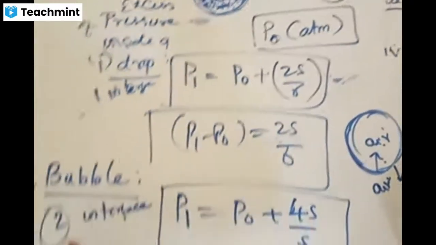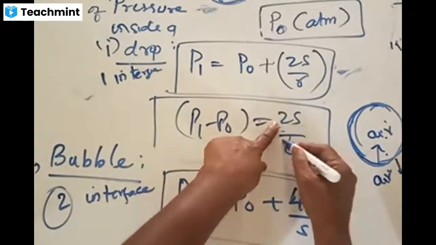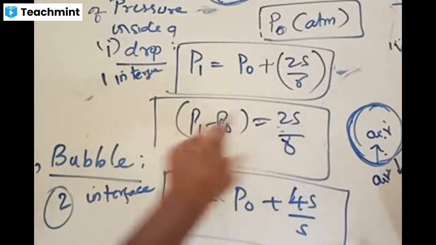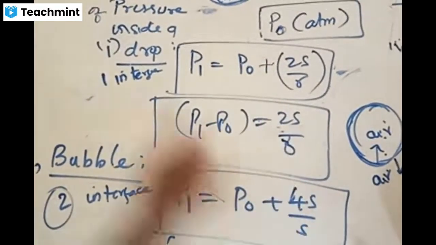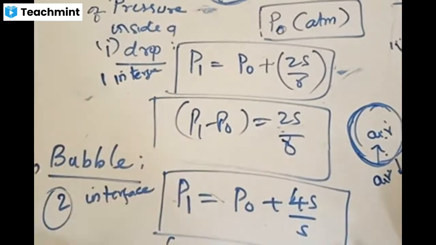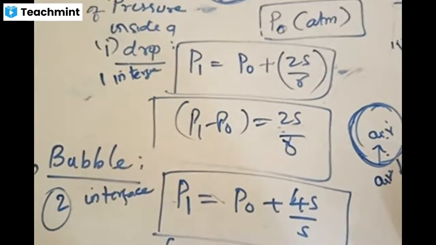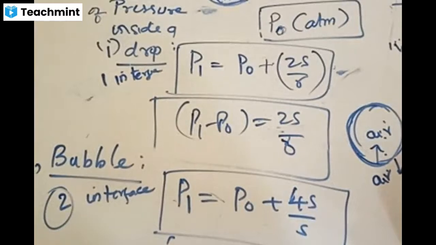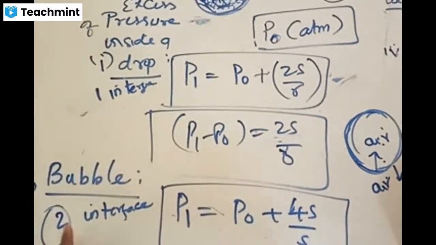Because of two interfaces, it is 2 times 2S by R. One interface, 1 times 2S by R. Two interfaces, 2 times 2S by R. Air separated by a liquid interface is called a bubble. Very good. So what is this bubble now?